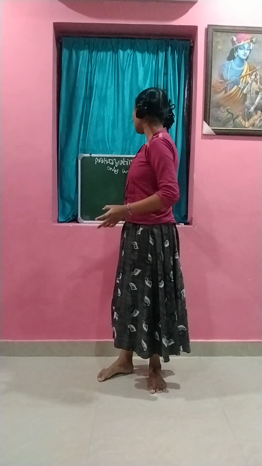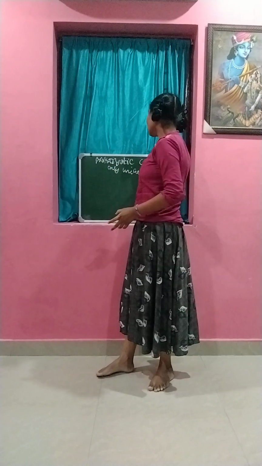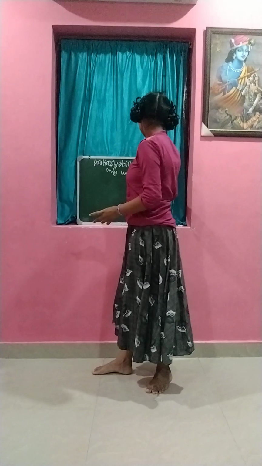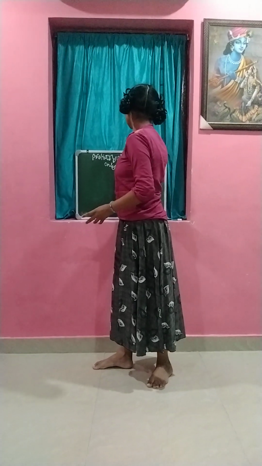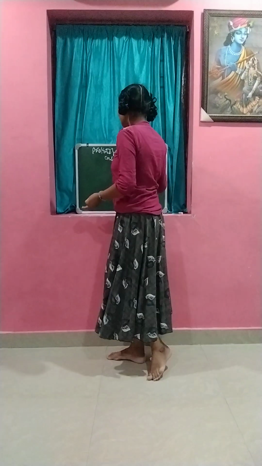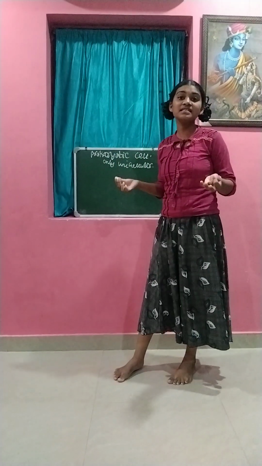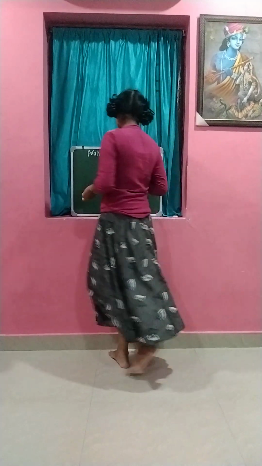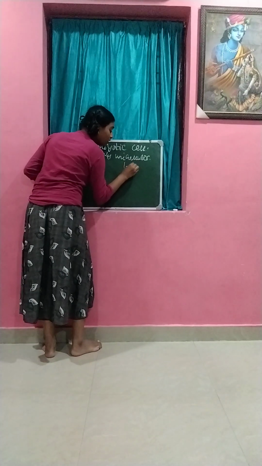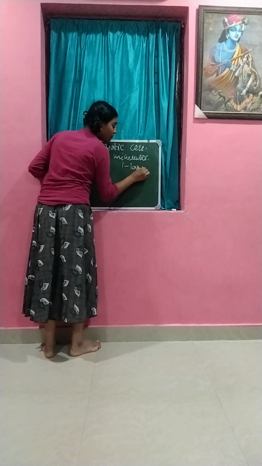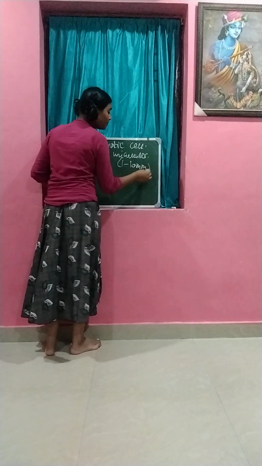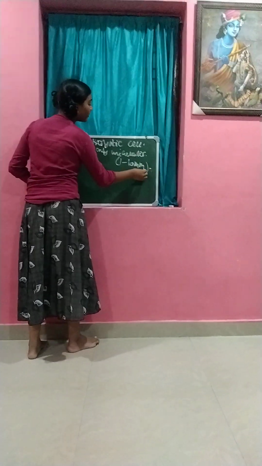Prokaryotic cell is only unicellular, with cytoplasm present and cell organelles absent. In prokaryotic cell, the cell is small. How much? Small means 1 to 10 mm. Generally it is small, 1 to 10 mm.